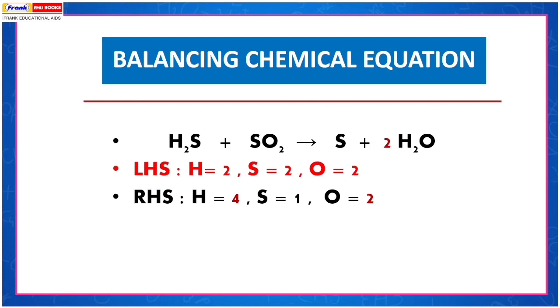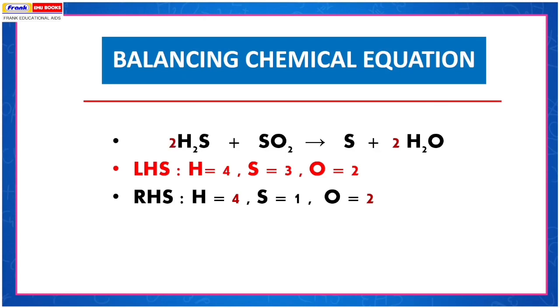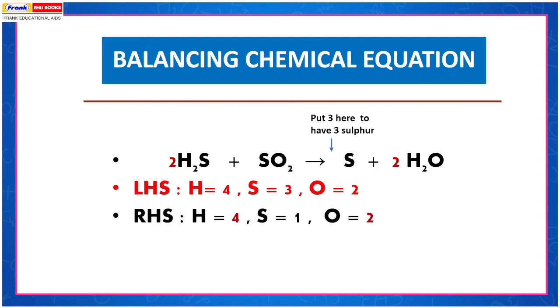Now let us balance the hydrogen. We have 4 atoms of hydrogen, 1 atom of sulfur and 2 atoms of oxygen on the right hand side, while 4 atoms of hydrogen, 3 atoms of sulfur and 2 atoms of oxygen on the left hand side. Both hydrogen and oxygen are now balanced on both sides. Now we are left to balance sulfur on both sides. Sulfur on the left hand side is 3. Thus, to balance this, we can put the coefficient 3 before sulfur on the right hand side.